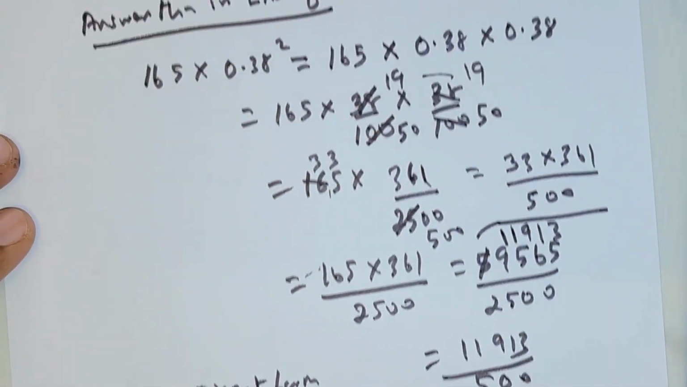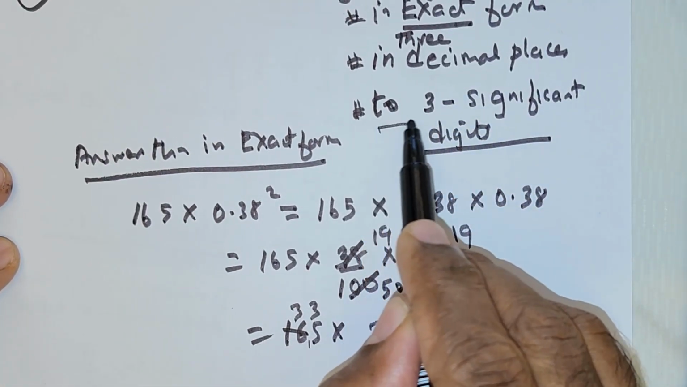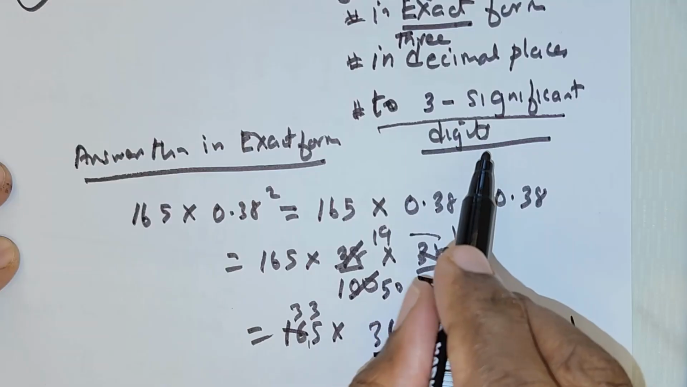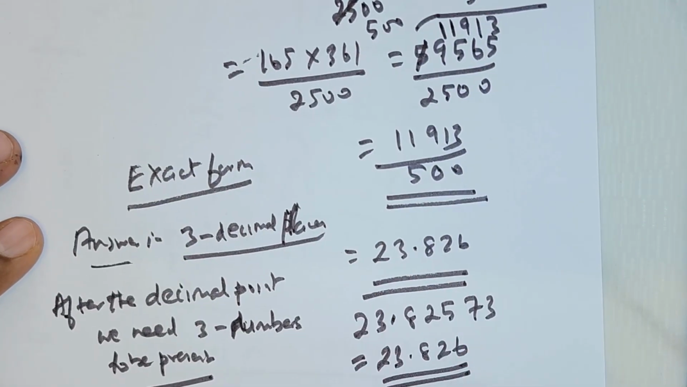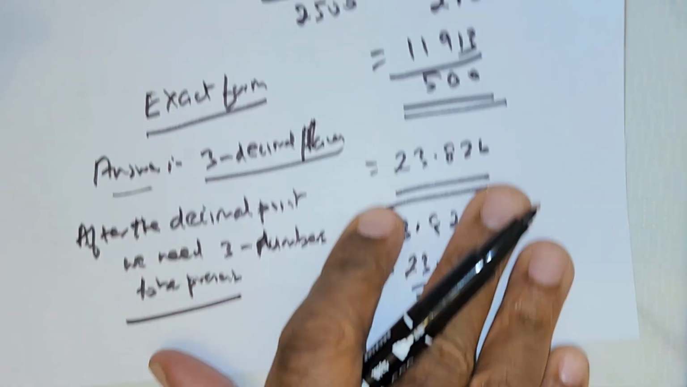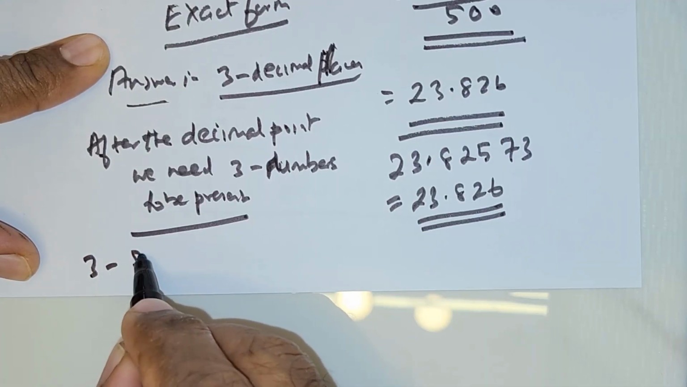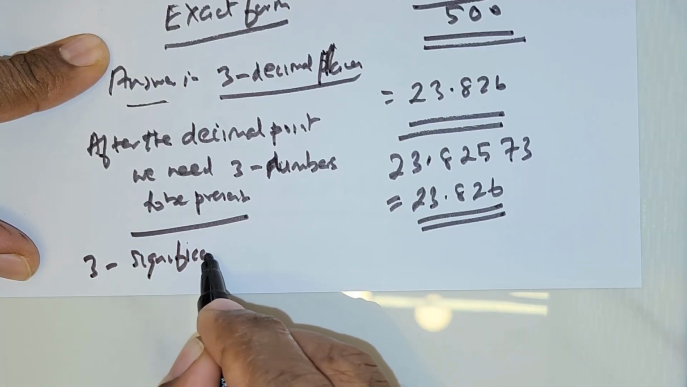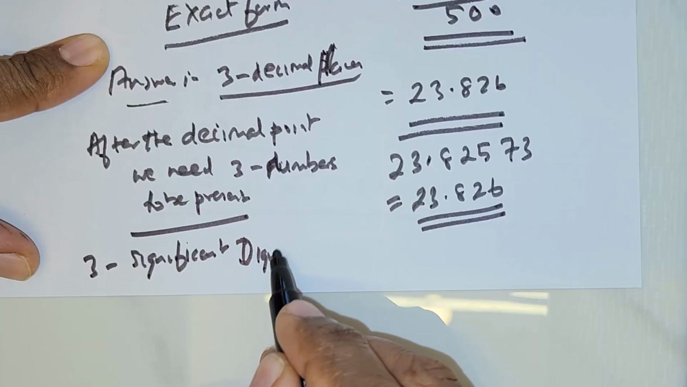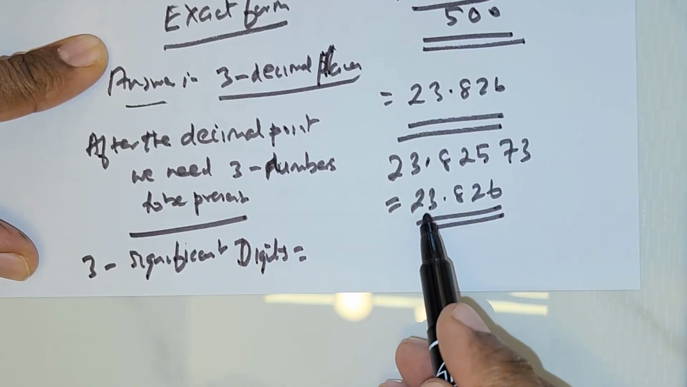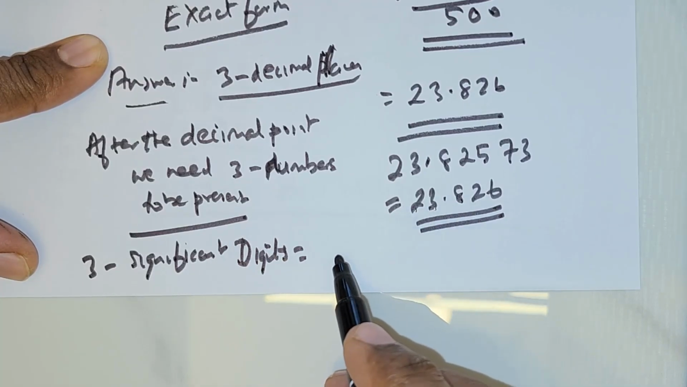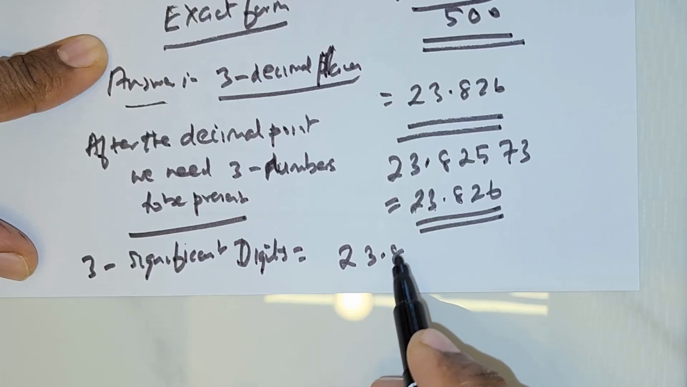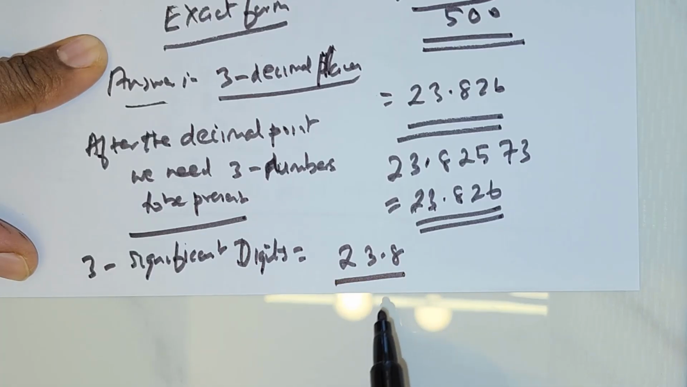Now, what if they are asking you to produce the answer to 3 significant digits? That means, so let me place that. 3 significant digits. In that case, 1, 2, 3. That would be your solution. Okay, so 3 significant figures, or 3 significant digits, means you need to have only 3 numbers there in the final solution.